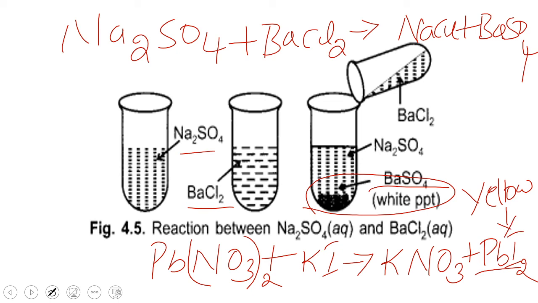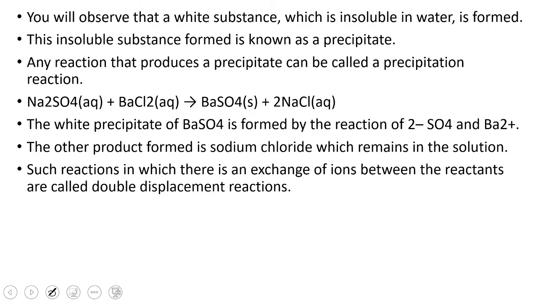So in the previous reaction, we observed that only one substance changed its place. But here, sodium combines with chlorine, barium combines with sulfate. Two substances have changed their places. Such reactions are termed as double displacement reactions.